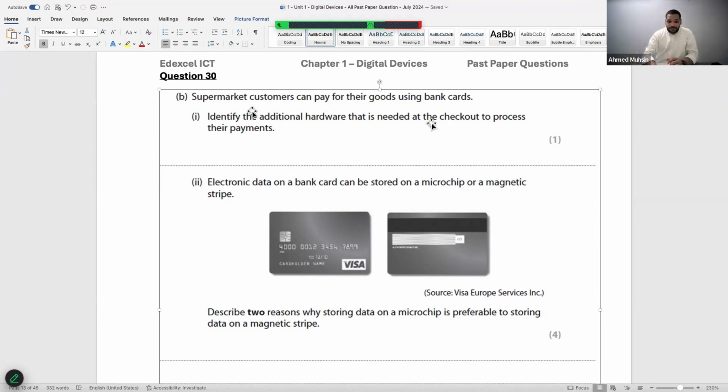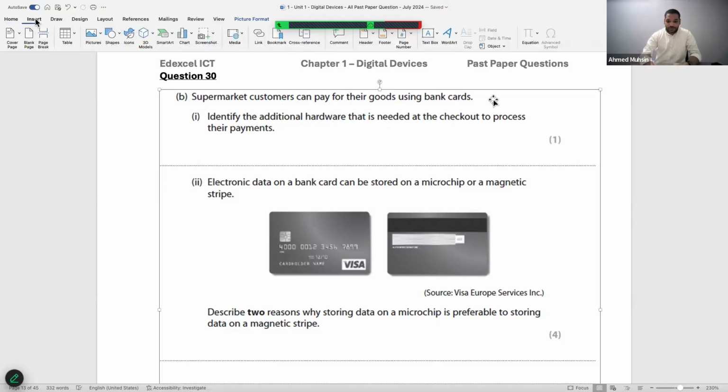They have mentioned specifically supermarket customers can pay for their goods using bank cards. Now we're talking about bank cards. Identify the additional hardware that is needed at the checkout to process their payment. So you would need a card reader. Okay? Are you satisfied or still confused? Okay? You need a card reader in order to process their payment.